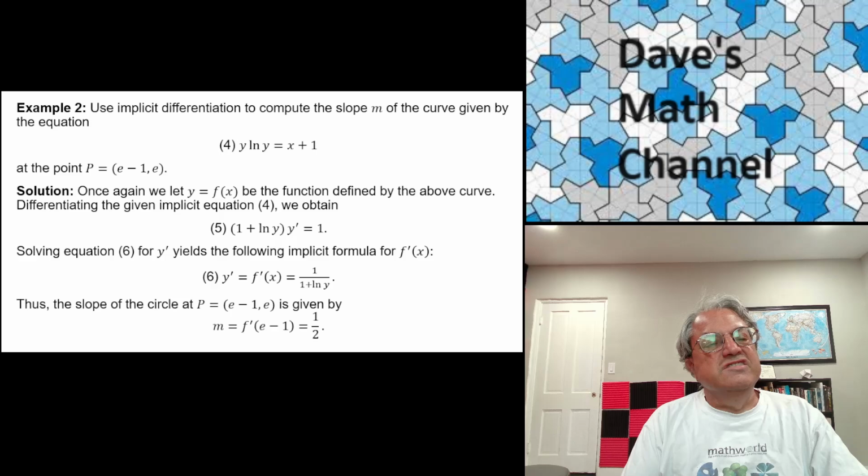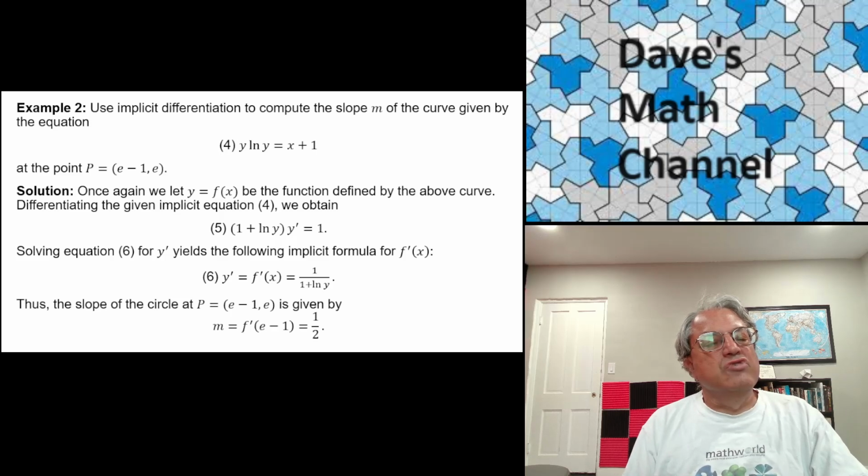And now the right side is easy. That's just the derivative with respect to x of x plus 1, and that's just equal to 1. So we get this new equation, equation 5, an implicit equation for y prime. We get the quantity 1 plus log y times y prime equals 1. Well, that's easy to solve. We just divide both sides by 1 plus log y. So you get y prime, which is just another name for f prime of x, is equal to 1 over 1 plus the natural logarithm of y.